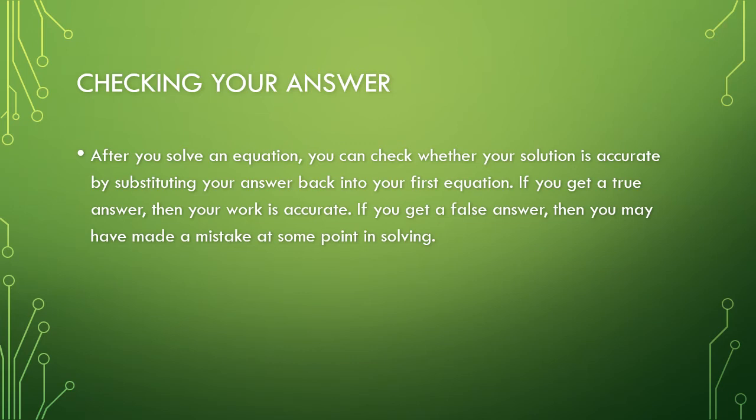After we finish solving an equation, we can check our answer by taking whatever value we got and plugging it back into the original equation. When we plug it back in, if we get a true answer, then we know we found the right one. If we get a false answer, then something has gone wrong and we want to go back and check our steps. We may have forgot a negative sign, we may not have used the right inverse operation, but something has gone wrong and we want to go back and fix it.